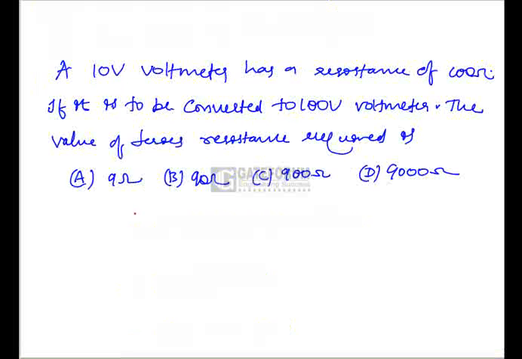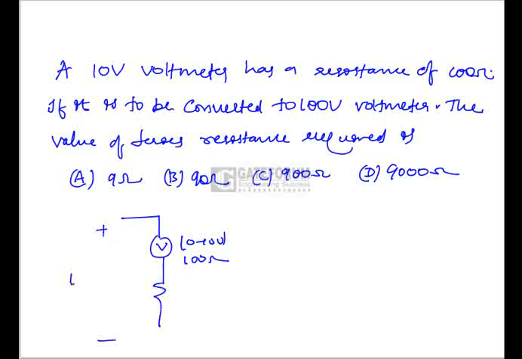It is given that a 10 volt voltmeter has a resistance of 100 ohm. Okay, now it is a 10 volt voltmeter, 0 to 10 volts range. It is having a resistance of 100 ohm. Now it is to be converted to 100 volts. What is the value of series resistance required? Now let us take, this is 100 volts should be applied. If you want to extend the range of a 10 volt voltmeter, we have to connect a series resistance, which is in series with the voltmeter to increase its range.